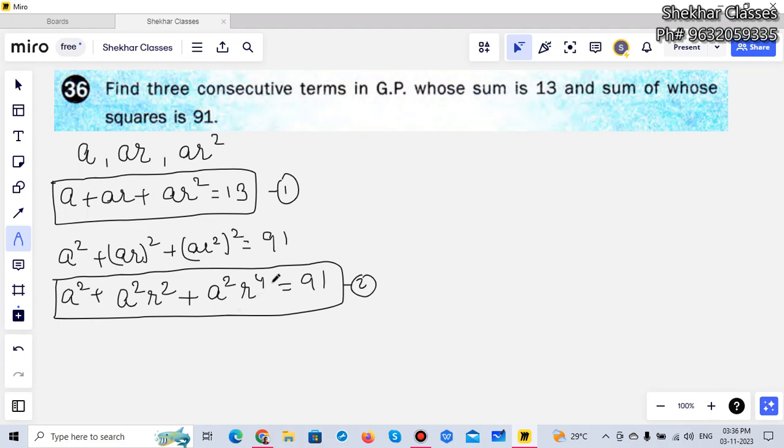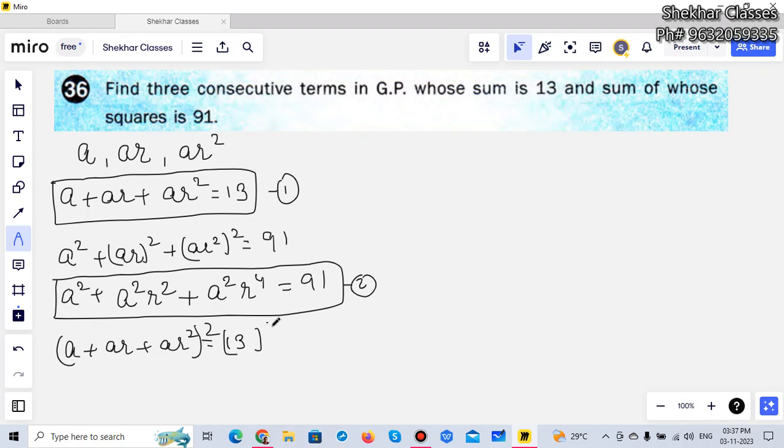Now we have to have a relation between all of these. Take the first equation: A plus AR plus AR square is 13. We have to have a common relation between the two, and I can't have it unless I square this one. If I square both sides, it will become A square and something, then I can have a relation with the second equation. So I'm squaring both sides.